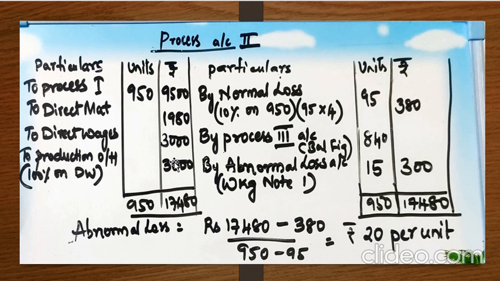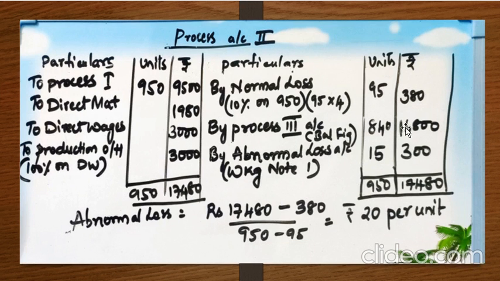Now you have got all your amounts, so you need to check the balancing figure. How much is your balancing amount? That will be your by process 3 account. If you look here, your balancing figure is 16,800. The total cost in your input column is 17,480 minus 380 minus 300, which gives you 16,800. So always remember, in all the processes, the by process account will be your balancing figure.